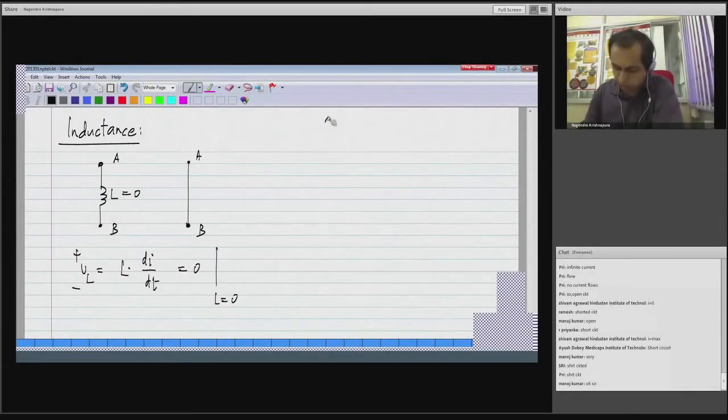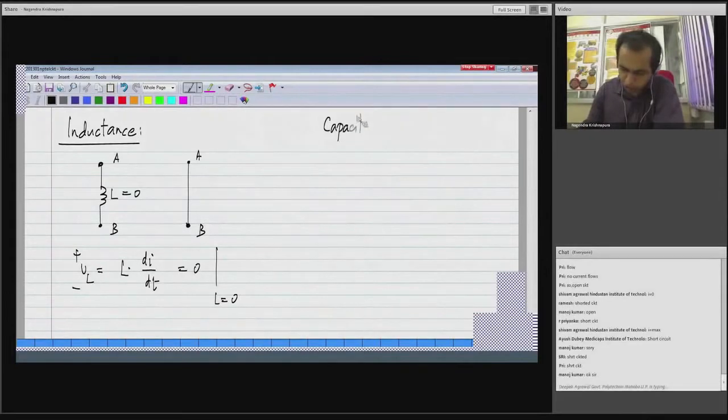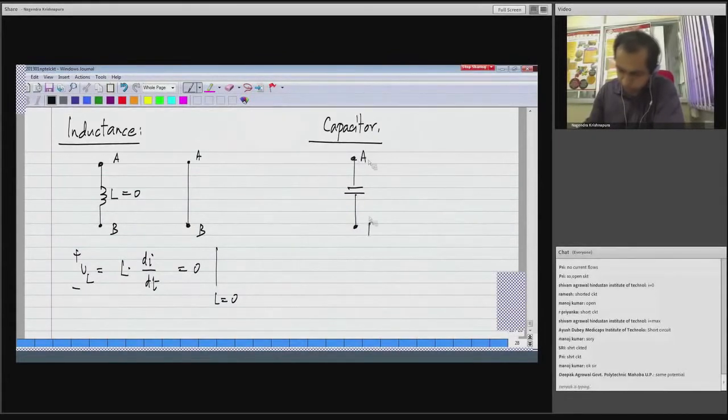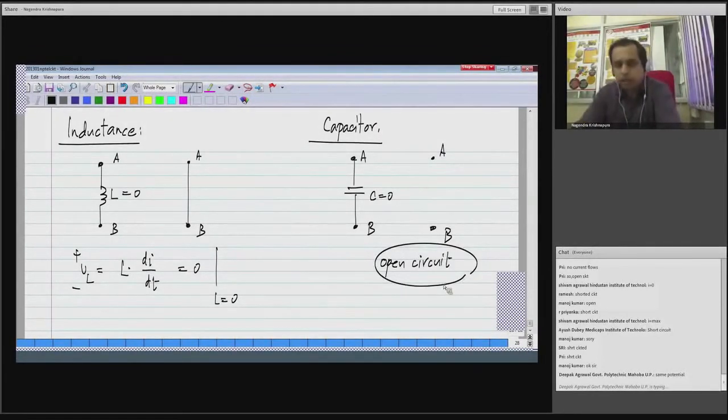And similarly, if you have a capacitor which is 0, this is an open circuit. So we looked at extreme cases of certain elements.